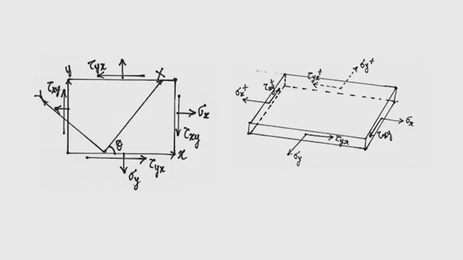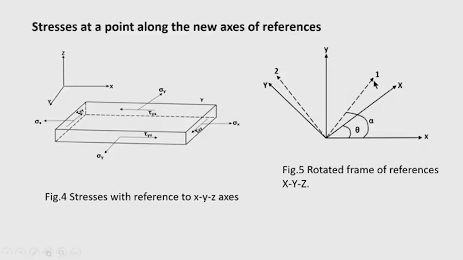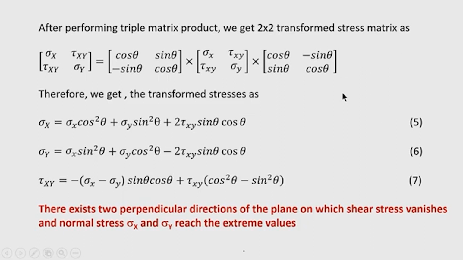Now, in this figure I have shown other two directions, 1 and 2, with an intention that there may be a particular direction in which there is no shear stress. So, we are interested to find that direction. In order to find that direction, we equate this quantity to be 0.